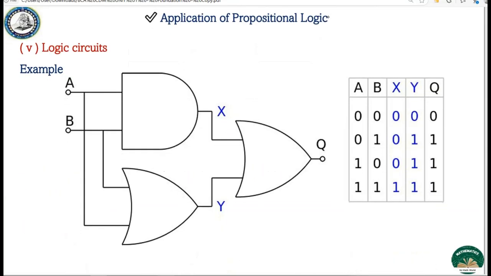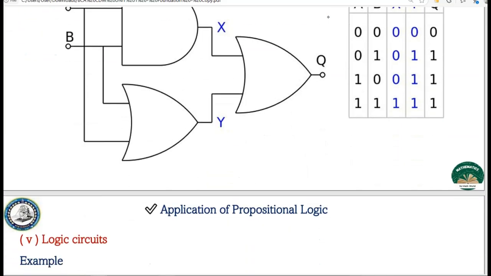Here you have A and B, with NOR and NOT connected. If A is 0 and B is 0, we check all the combinations. X will be 0 0 0 1: if both are on, then it will be on. For Y, if both are off, it will be off, and the remaining will be on. If both circuits are on, it will be on, otherwise off when both are off. If not, all will be on. Then the final output joins these two. We can write 0 0 0: if it is on or off, it will be on; if it is both on, it will be on. So this is how you get logic circuits and their working.